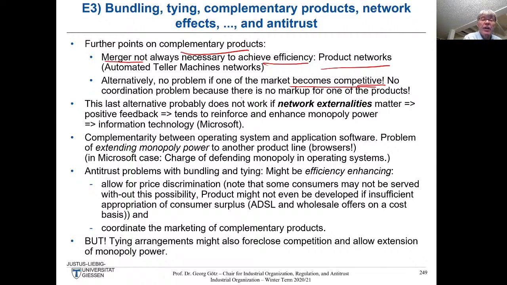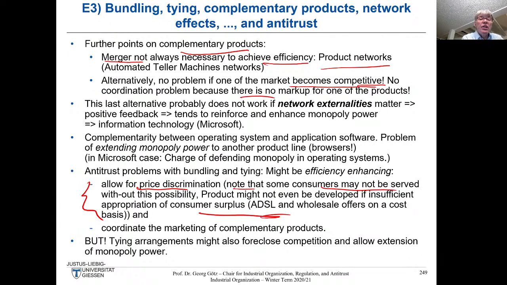Okay, no problem then. But again, the point here is, I don't know whether you would consider a printer and the printer cartridges as complements, and here you run into trouble with the price discrimination device. This is what is mentioned down here. This allows you to price discriminate, and some consumers may not be served without this profitability.